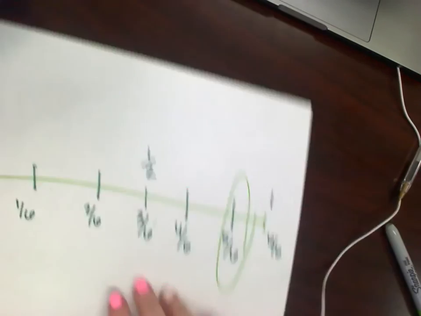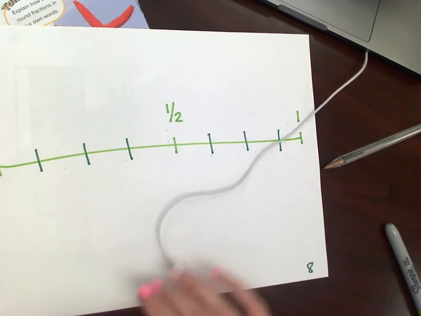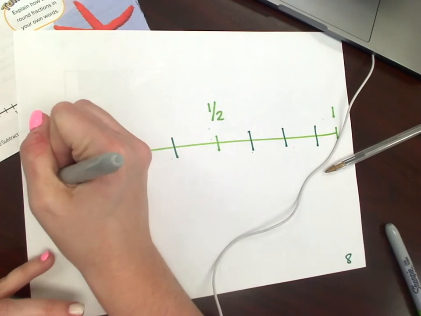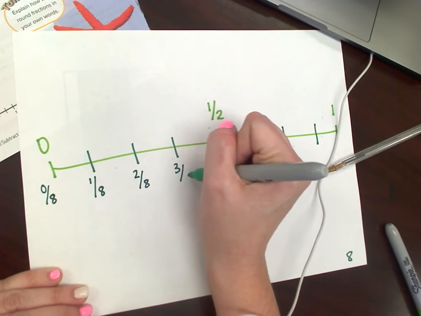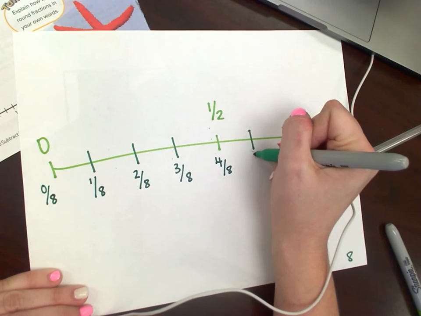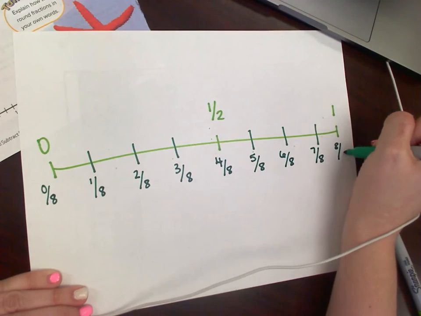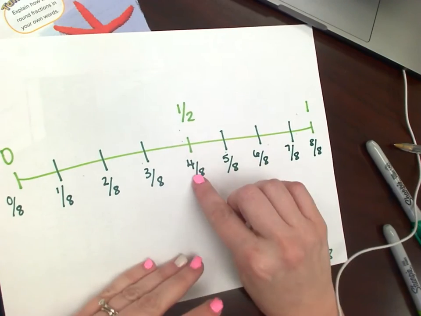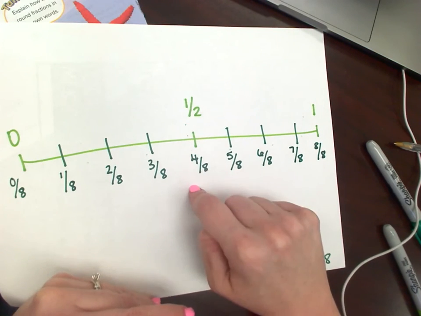All right, let's try another one. Let's try 5/8. Here's a number line broken up into 8 sections. Let's label our sections. If it helps you, you can write 0/8, 1/8, 2/8, 3/8, 4/8, 5/8, 6/8, 7/8, and 8/8 is 1 whole. It makes sense that 4/8 lands right on 1/2, right? Because half of 8 is 4. So these are equivalent fractions.